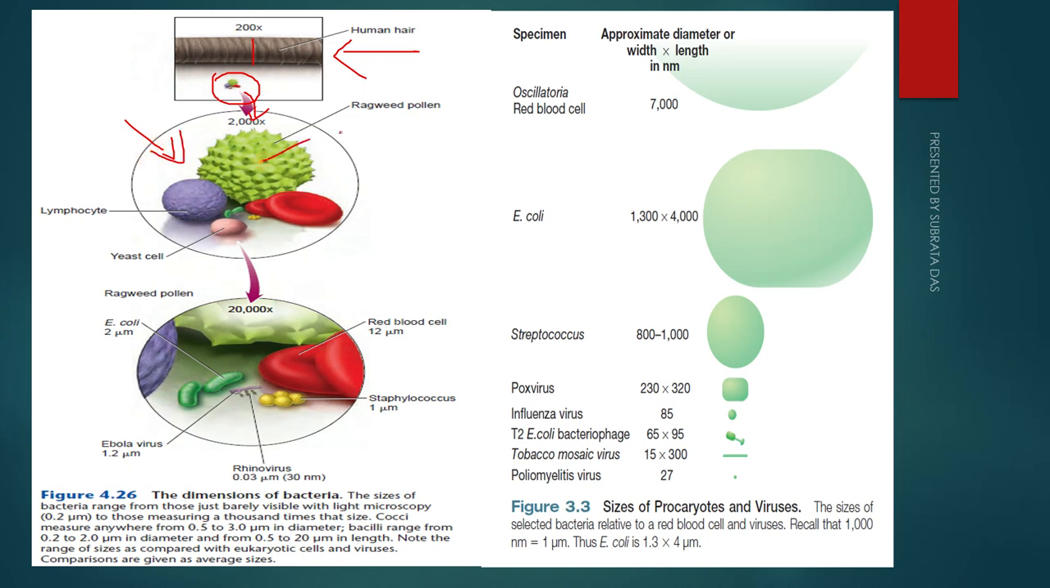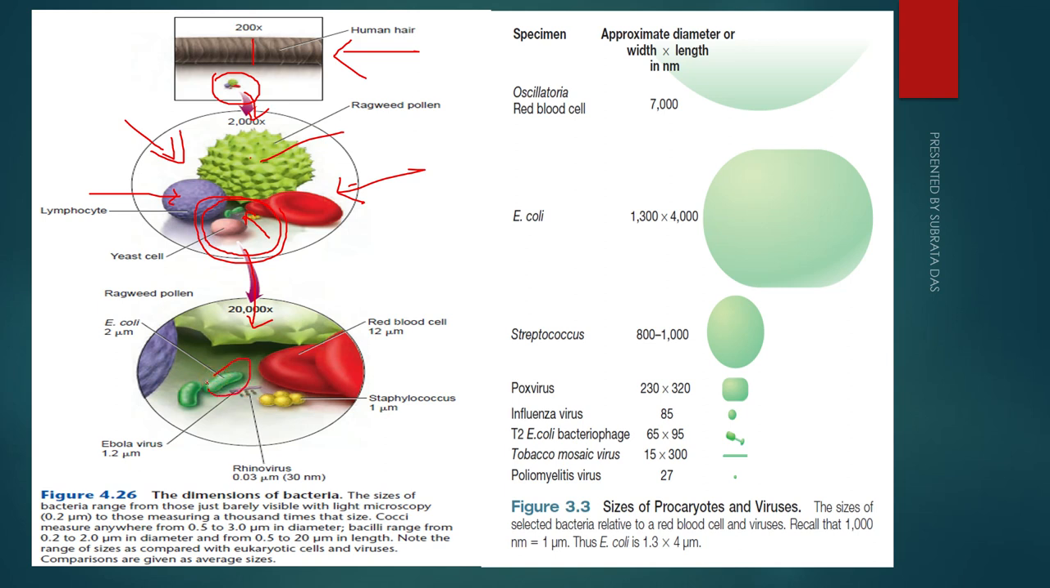So here this is a rat pollen, that is the allergen, this is a lymphocyte, that is a white blood cell, and this is a red blood cell. And here very small things we can see, these are the bacterial cells. If we further zoom this portion at 20,000x, then we can see these are the bacterial cells.